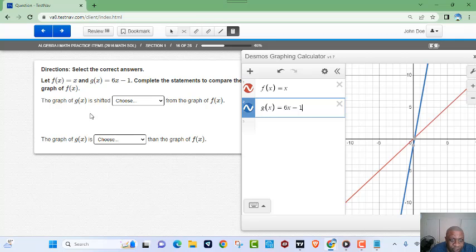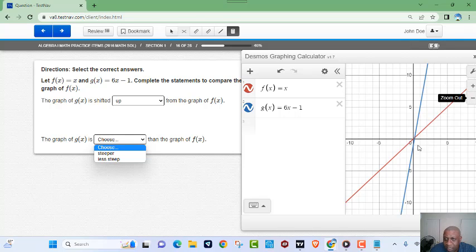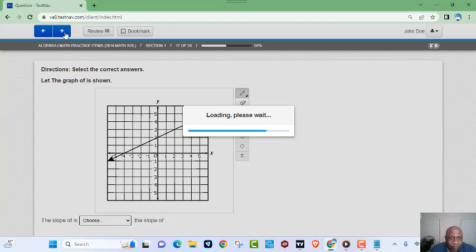All right, so both of those are there. The graph of g of x is shifted, what are our answer choices? Up or down? Well, up, because here is the original graph and then this one, yeah, it's shifted up. The graph of g of x is steeper or less steep? Well, of course, it's steeper, much steeper than f of x equals x. So we have up and we have steeper. Yep, that's that one. Let's move on to the next question.